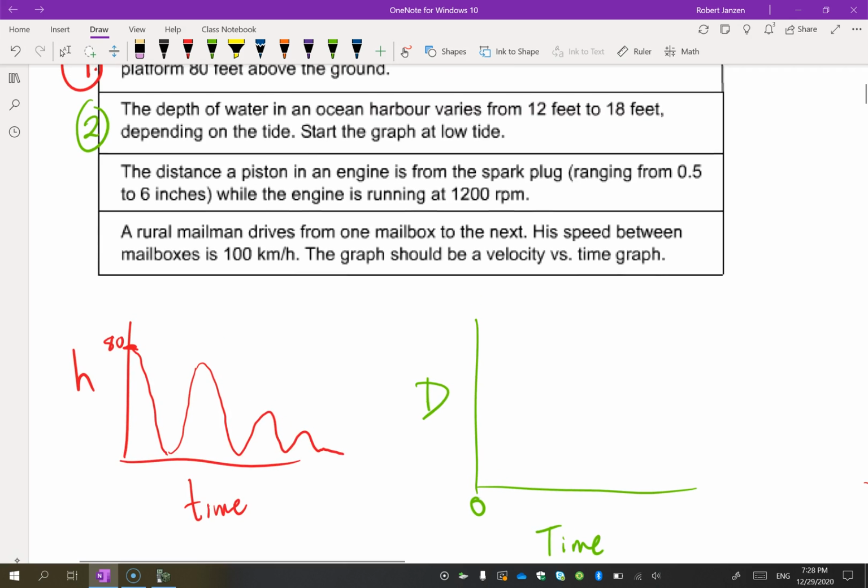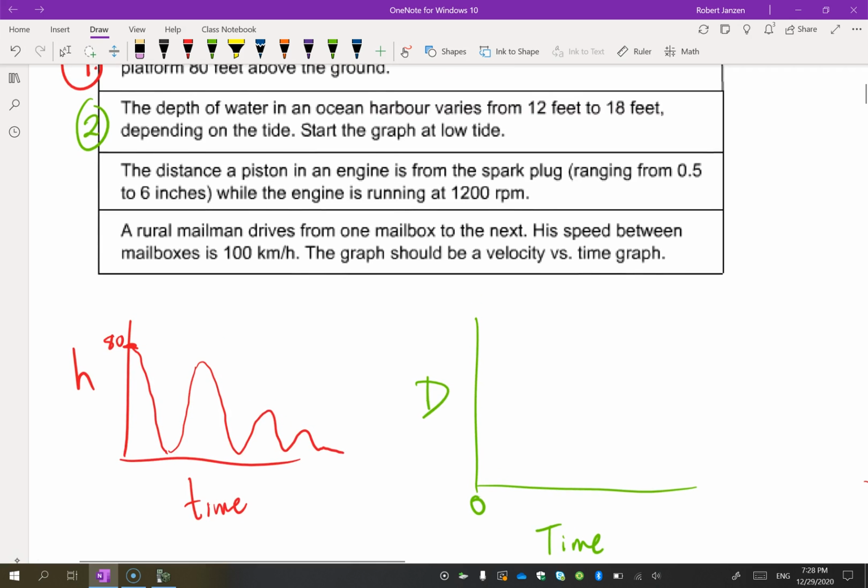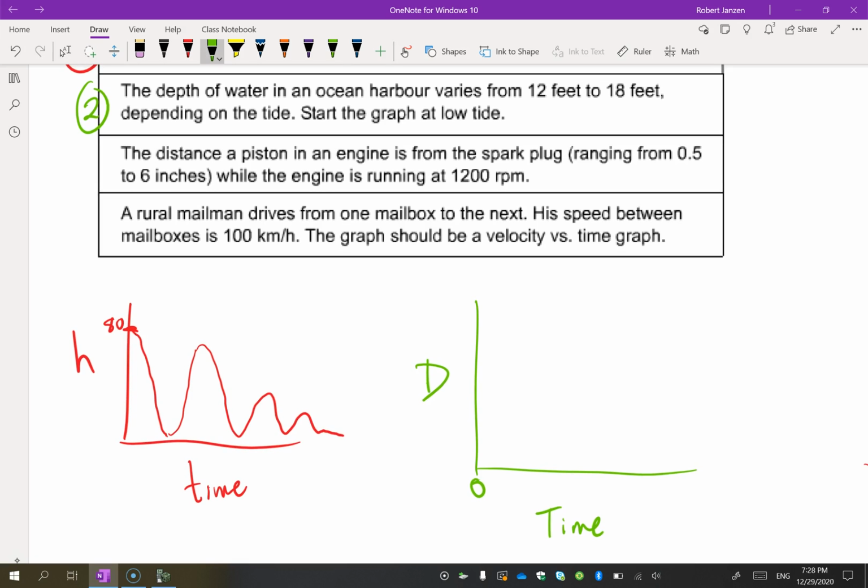And I always think of the Bay of Fundy whenever I think about ocean tides, because that's the biggest tide in the entire world. The depth of water change is greater in the Bay of Fundy than anywhere else in the world. So the way tide works is when the tide is in, then the water is high, and then as the tide goes out, the water recedes. In this case, the depth of water varies from 12 feet up to 18 feet, and as time goes on, it's going to keep doing this.